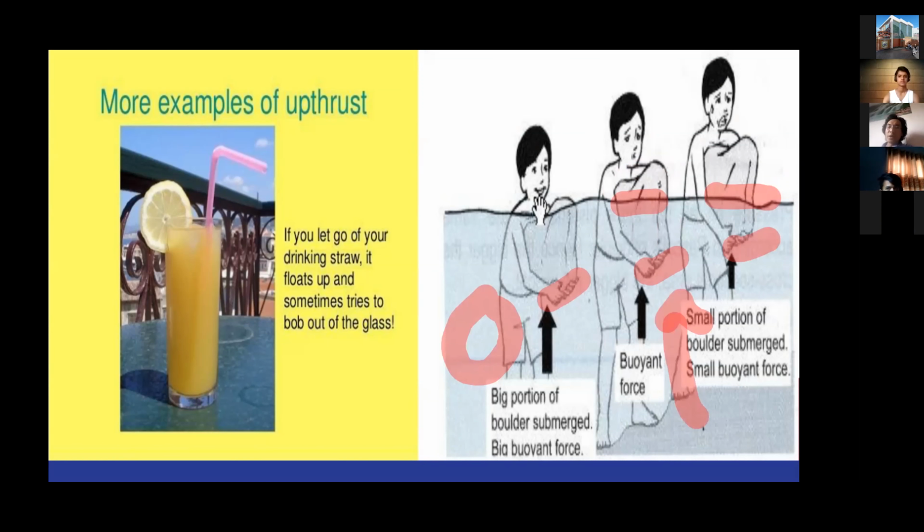That object which is immersed inside the water, or let's say liquid, either completely immersed or partially immersed, in both states, whenever that object is immersed, it always experiences an upward force by the water or by the liquid in which it is immersed, and that upward force is called upthrust.